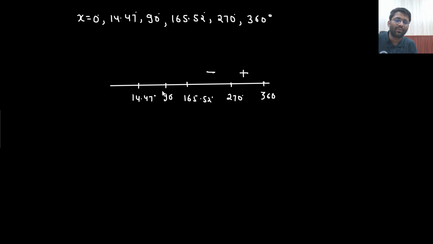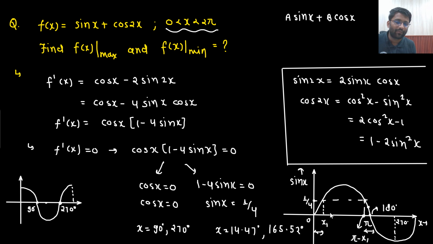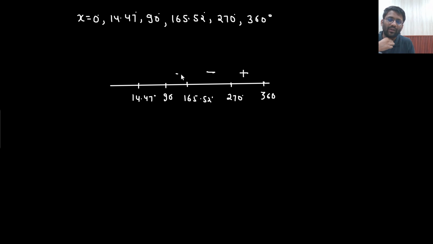Now from 90 to 165.52. Where is 90? This is 90. From 90 to 165.52, this much angle, this much values will come. For these values, this particular portion will be negative. Why is that so? Let's just take the value to be 1 by 2. If you put 1 by 2 here, this value will be negative. And from 90 to 165.52, this value will again be negative. So this is negative, this is also negative. So negative into negative will become positive. So here you are getting positive.